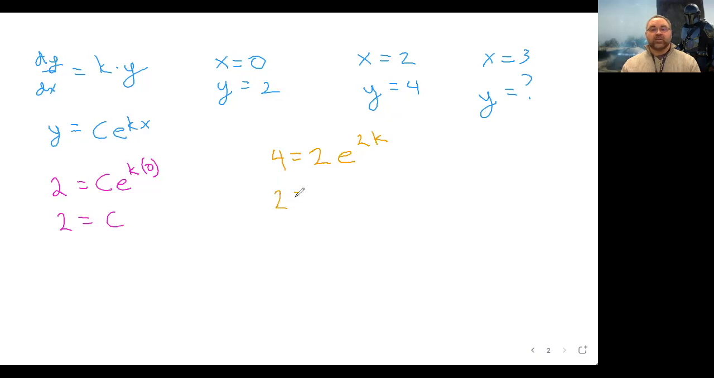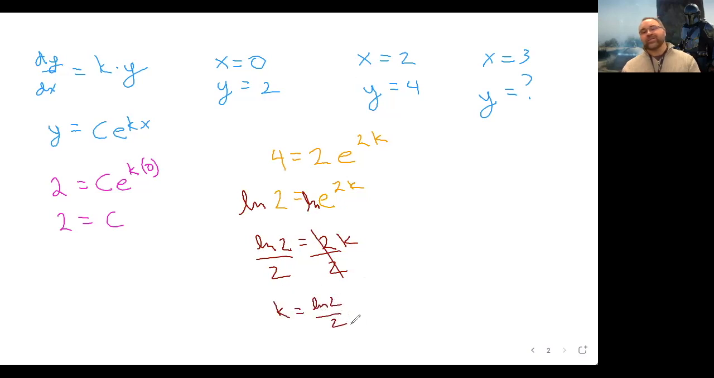I divide by 2. Now the exponent is what I want to solve for, so obviously we need to use the natural log. We get the natural log of 2 equals 2k. So we'll divide by 2, and k is the natural log of 2 over 2. Now that's some decimal number, but I'm not going to worry about the decimal number right now.